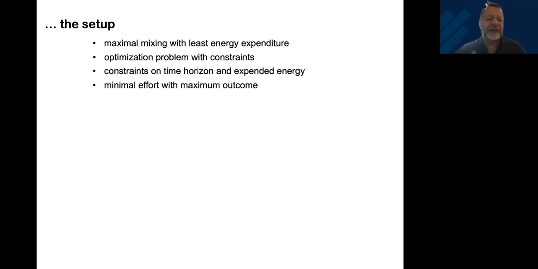All right, let me just give you the setup of the kind of mixing we're interested in. Of course, we're going to boil it down to something that is a little bit more manageable. We want to have maximum mixing with the least energy expenditure. Okay, so that's the wish list. We have to turn that into an optimization problem with constraints. So we're going to at the end solve a constrained optimization problem. That's where the adjoint-based techniques from the title come in. We're going to have the constraints, of course, with the governing equation, but also we want to constrain the time horizon.